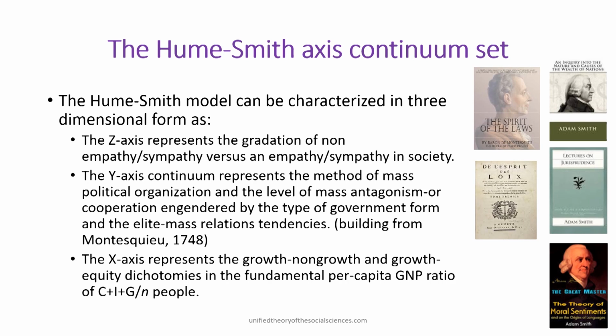The Hume-Smith model can be characterized in three-dimensional form as follows. The z-axis represents a gradation of non-empathy and sympathy versus empathy and sympathy in society. The y-axis continuum represents the method of mass political organization and the level of mass antagonism or cooperation engendered by the type of government forms and the elite-mass relation tendencies. The x-axis represents the growth, non-growth, equity dichotomies of the fundamental per capita GNP ratio, C plus I over G over N people.